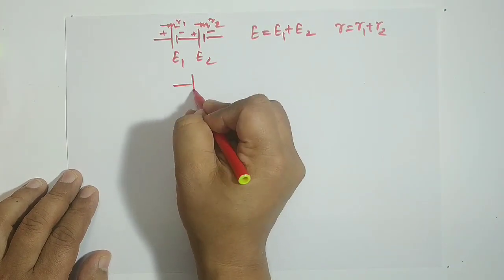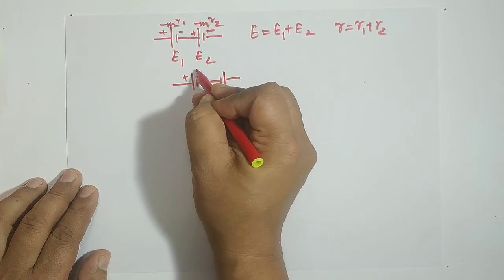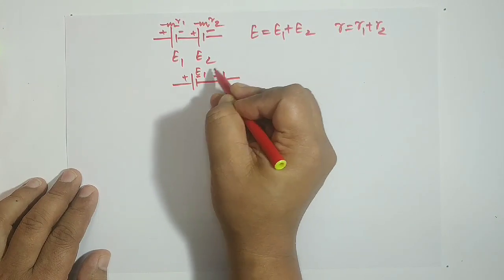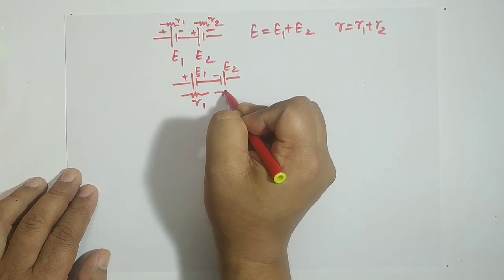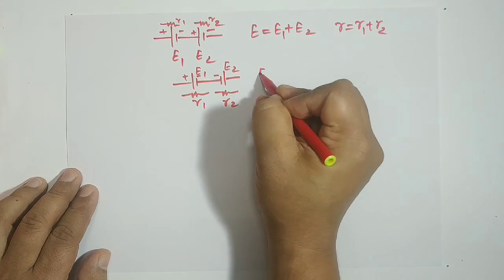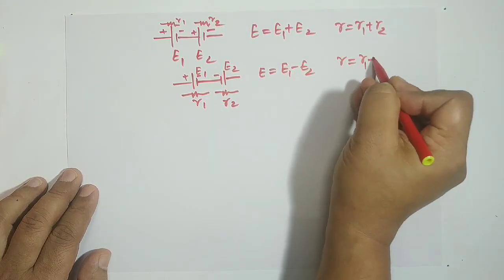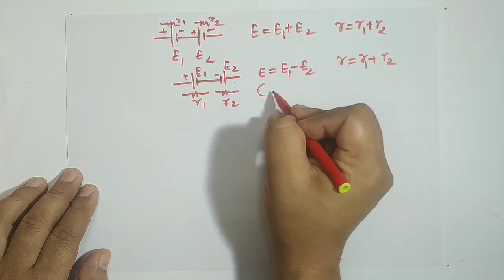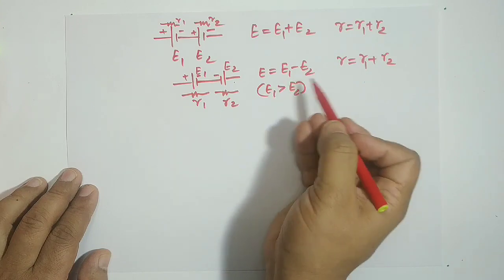Then we know that if there are two cells but they have opposite terminals, plus minus, and now they have like terminals here, minus minus connected, and they have internal resistance R1 R2. Do you know what will be the EMF? EMF will be E1 minus E2. R will remain same. Why? Because here I have taken E1 greater than E2. If I take E2 greater than E1, it is E2 minus E1.